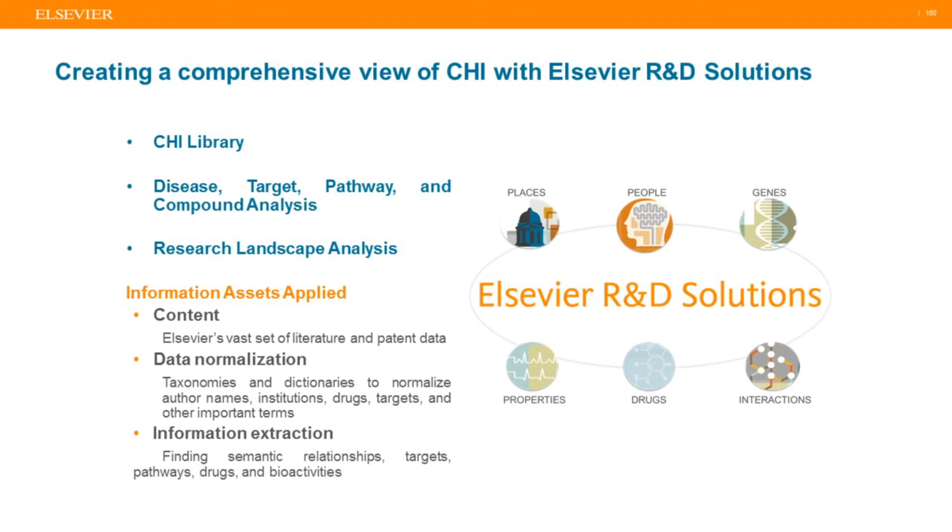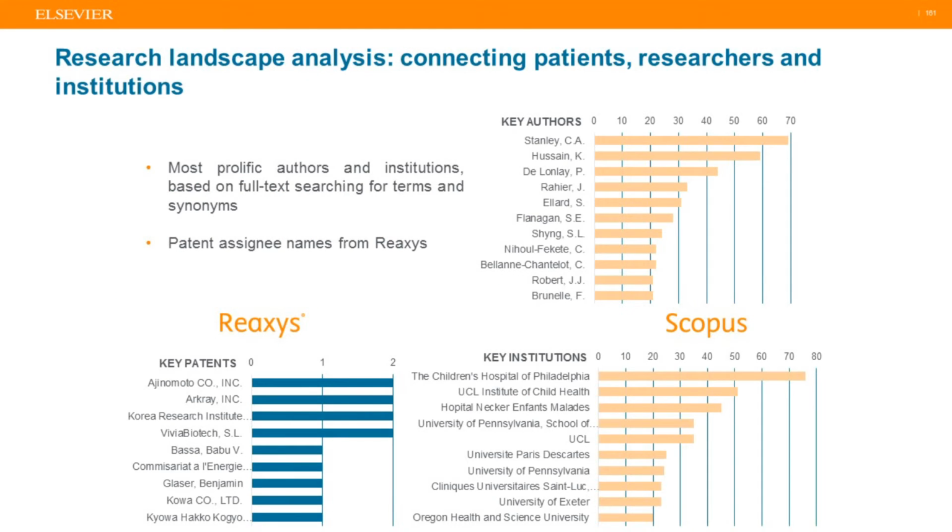One was a library of information for congenital hyperinsulinism, or CHI. The other was stratified information about the disease, so target information, partner information, and compound information. I'll tell you a bit more about that in a minute. And also a research landscape. So this is who's working in that particular field and how they're connected to other people. What we do is we take our content and we normalize that. That involves using dictionaries and taxonomies to make sure that when you extract that information, you do so in a consistent way. And then we also extract so-called semantic information, so that's statements involving these facts from the literature.